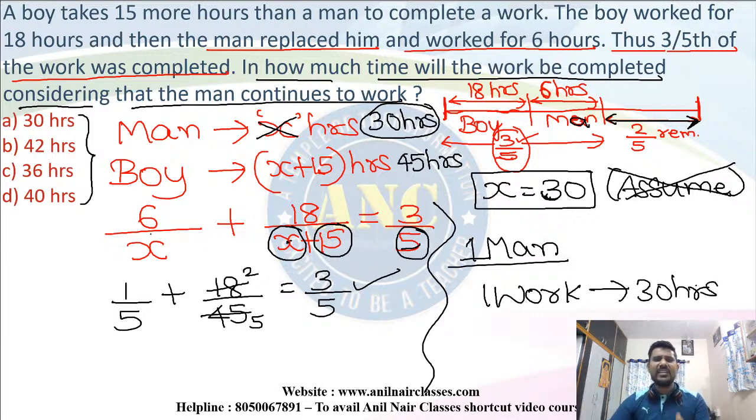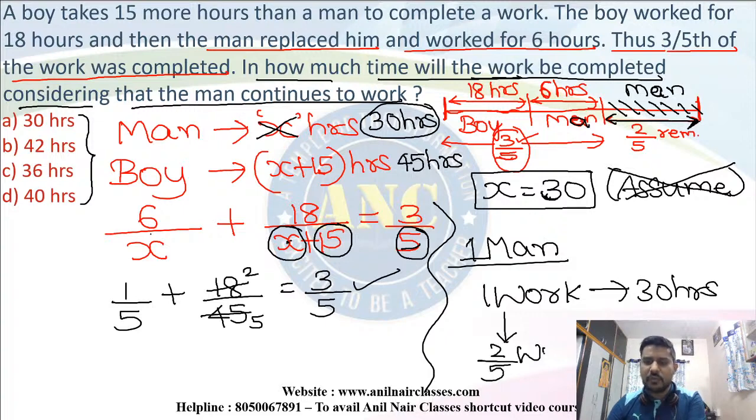But the question is not about one entire work. In how much time will the work be completed considering the man continues to work? That means this last portion of 2 by 5 is also done by the man only. To complete one work, he will take 30 hours, but only 2 by 5th of the work is remaining. How much time will he take? 30 into 2 by 5 is 12 hours.